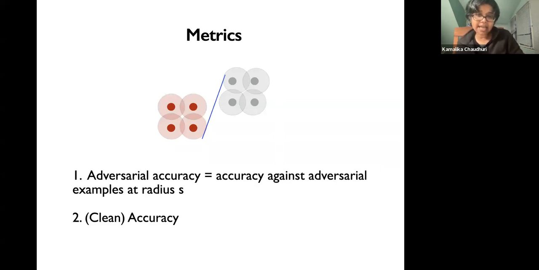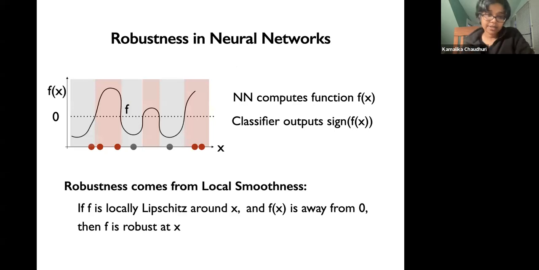Okay. So what are the metrics that we will look at? We will look at two kinds of metrics here. One is, of course, accuracy, which is important, because I could be perfectly robust by predicting panda all the time, but that's not super useful. So accuracy is, of course, important, but we'll also care about adversarial accuracy, which is accuracy against adversarial examples at radius s. Okay. So let me first start with robustness in neural networks.